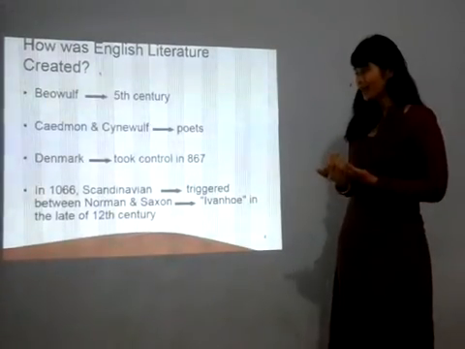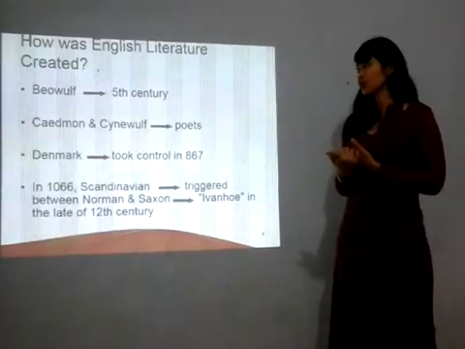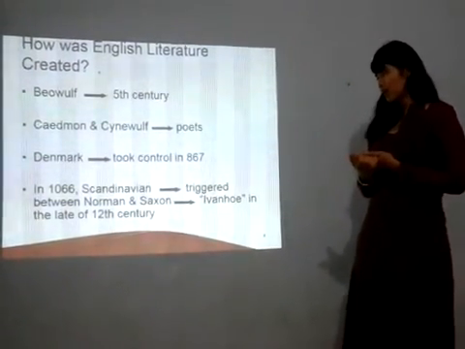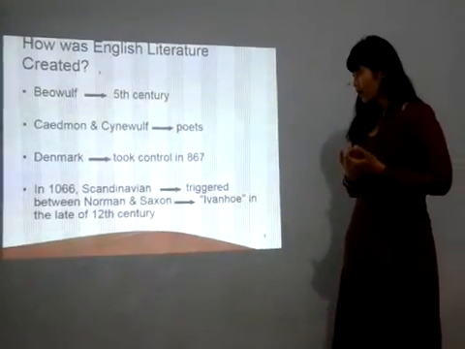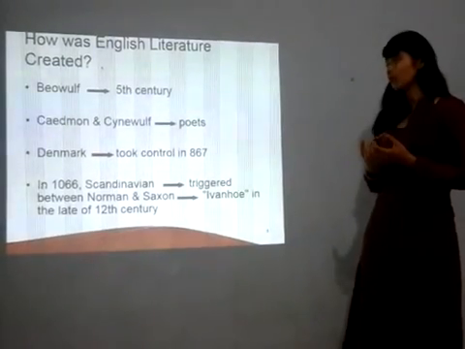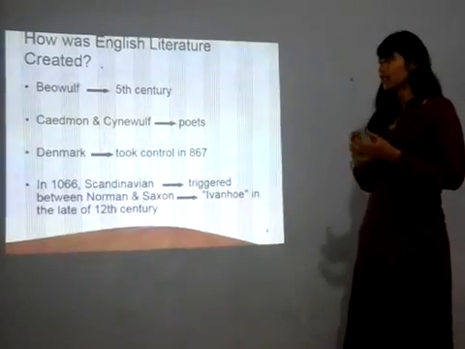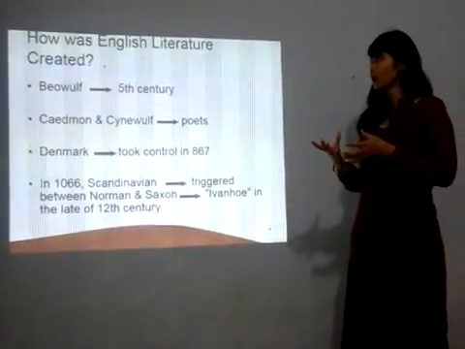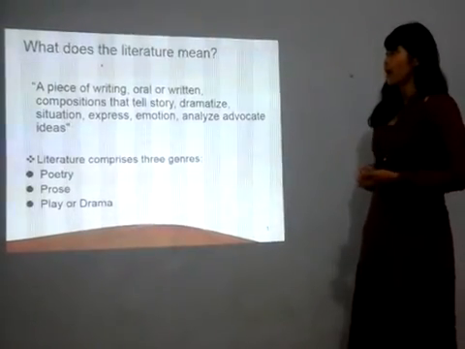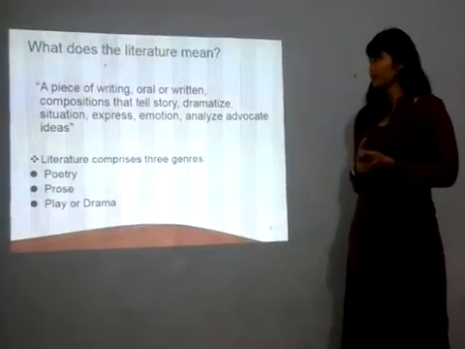In 1066, the Scandinavians came into Britain and triggered conflict between the Normans and the Saxons. That's why Ivanhoe, as a literary work, was created in the late 12th century. That's a little bit of explanation about the history of English literature. And the next point is what literature means.